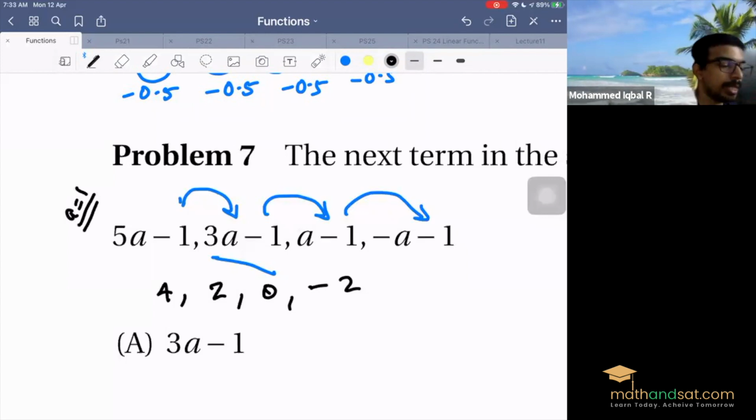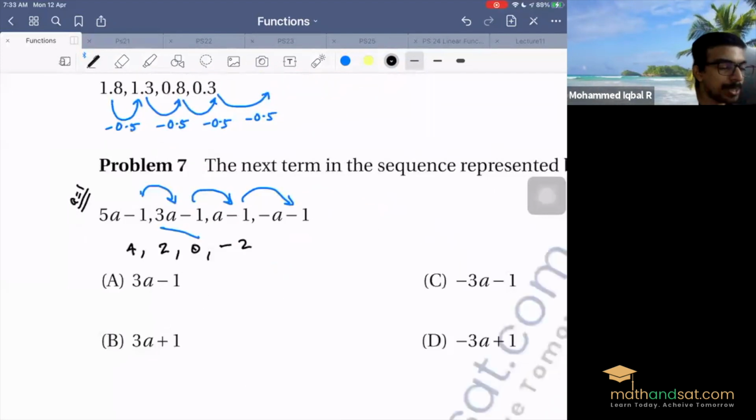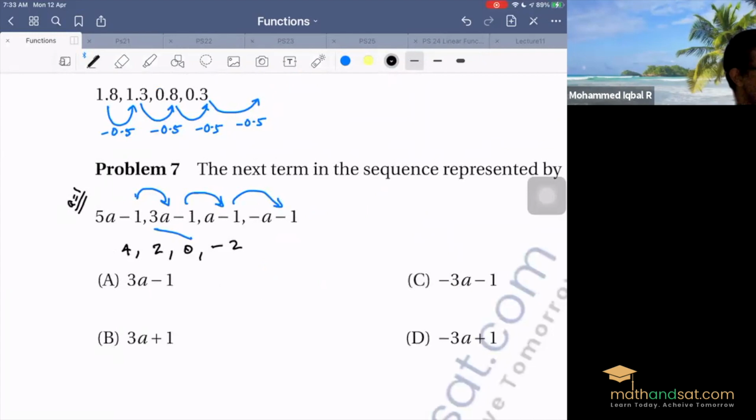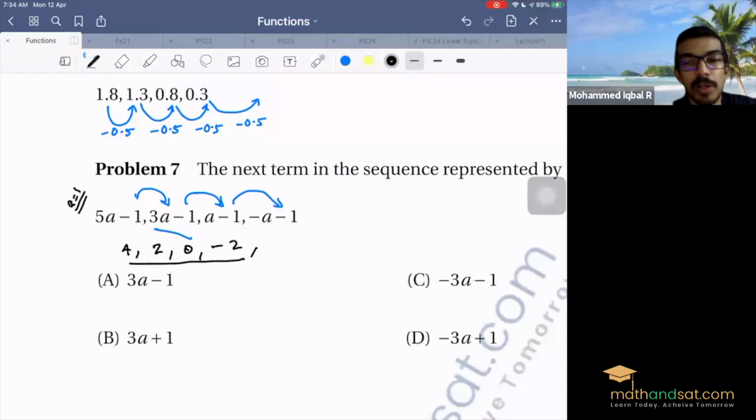Now you can just verify the options. So in this sequence, tell me what will be the number? 4, 2, 0, minus 2. What will be the next number? So you are just forgetting about A. You're just substituting some value for A and verifying the options.